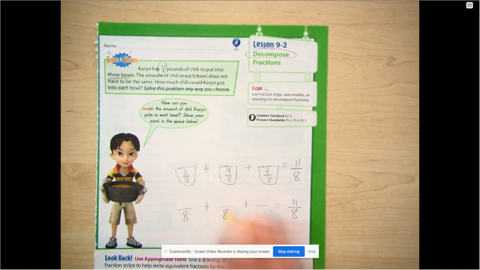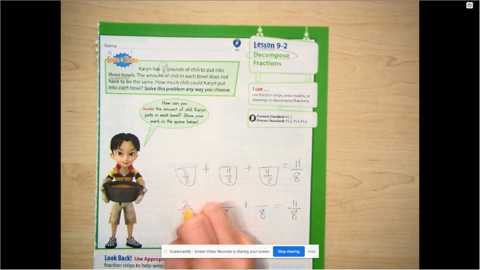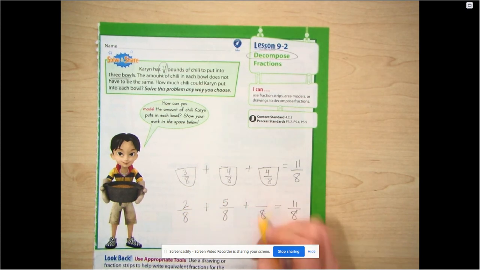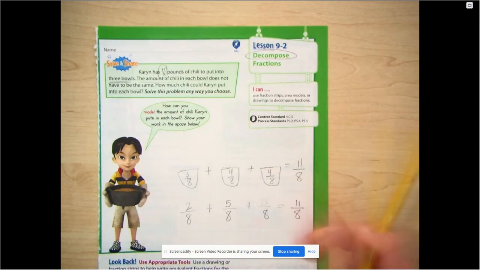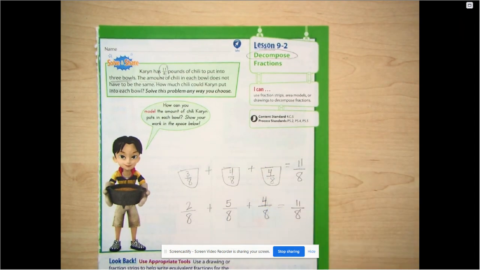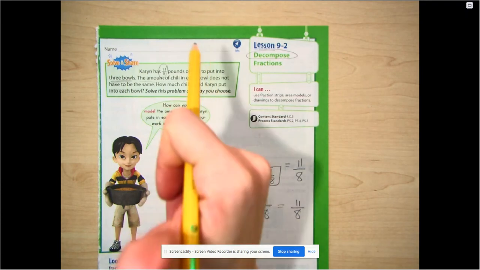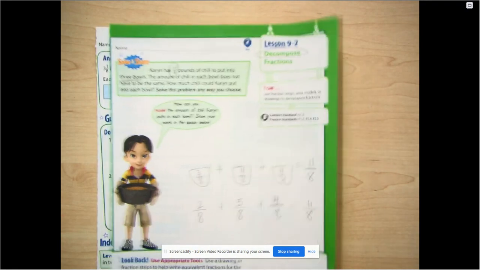Okay, you should have had all eighths, and maybe you said 2 plus 5 plus 4. That equals 11. And there are a bunch of other combinations. I just want you to go back through, add your numerators, and if they equal 11, boom, you got it. Okay? All right, flip your paper over.